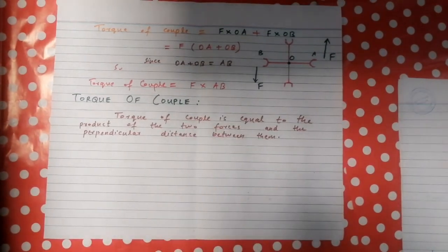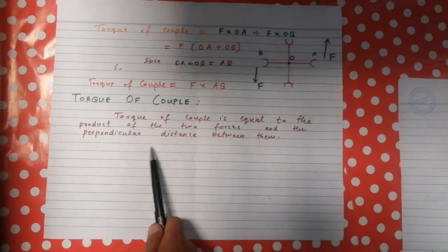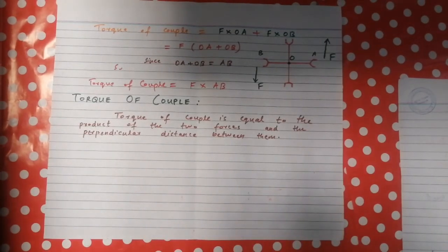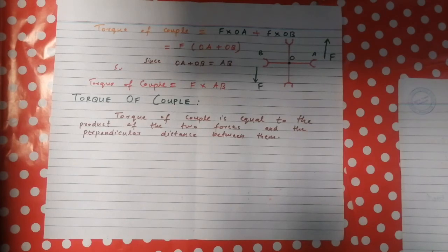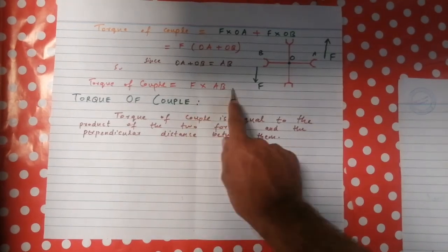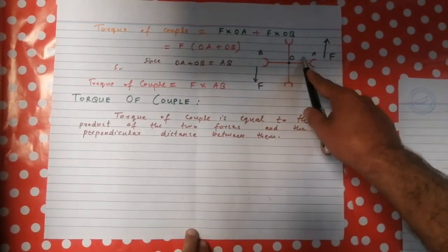The torque of a couple can be defined as the product of one of the forces and the perpendicular distance between them, that is F multiplied by AB in this diagram. So this is all about couple.